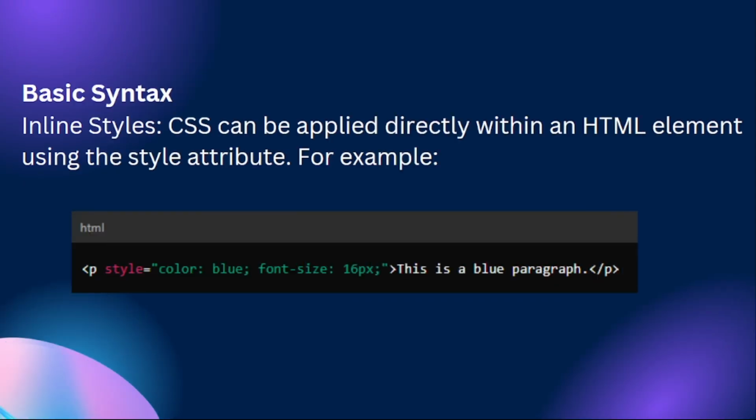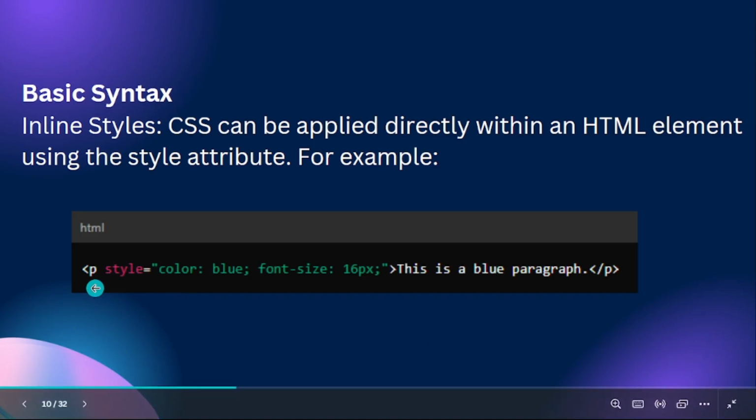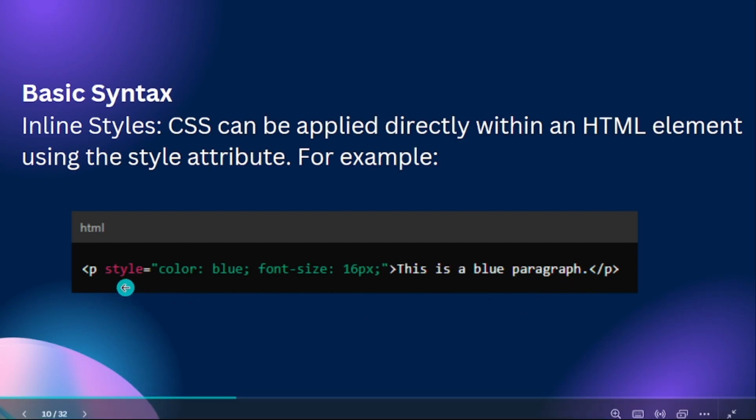So there are three ways to include CSS in our HTML. So first is inline styles. CSS can be applied directly within an HTML element using the style attribute. For example, here we can see that there is a p tag in which we have applied the style, that is color blue, font size 16 pixels. So this is the inline style CSS.